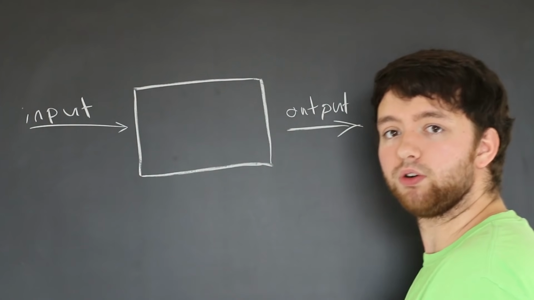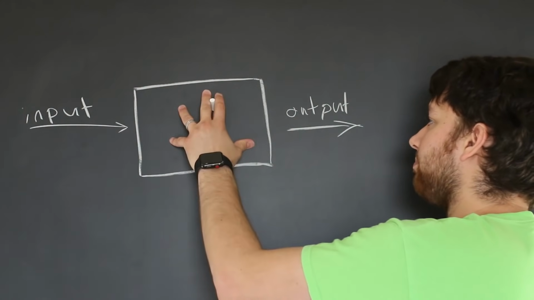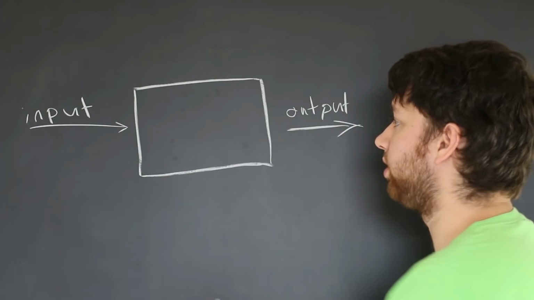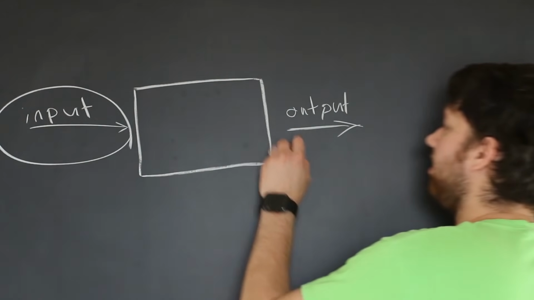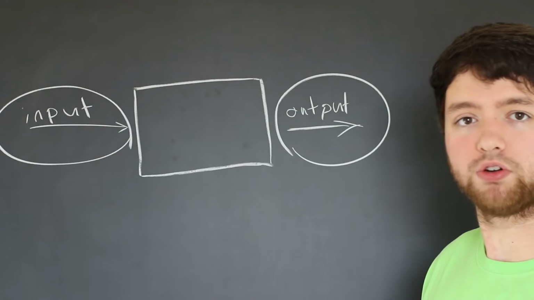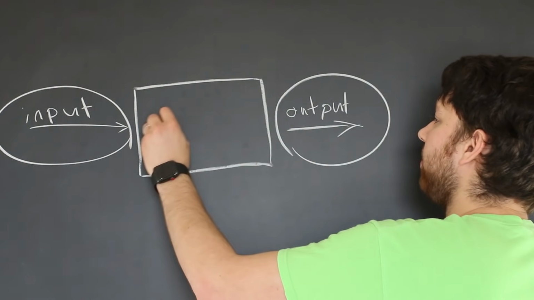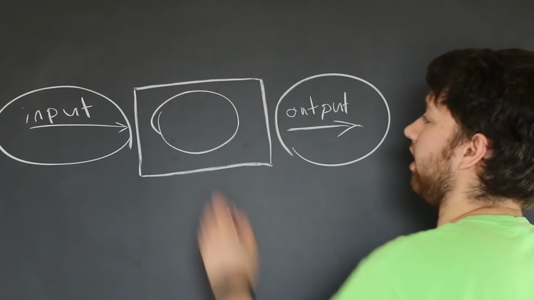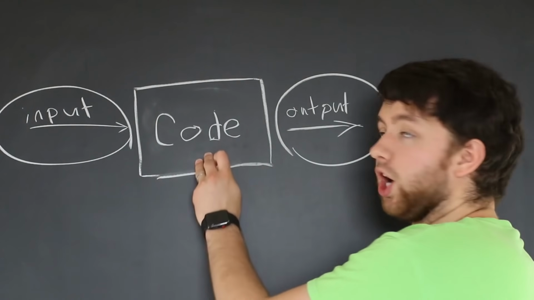So all computer programs are broken into input, something, output. The user only really cares about this and this. But as the coder, we go one step farther and we focus on this middle area right here. The stuff that makes this work is the code.